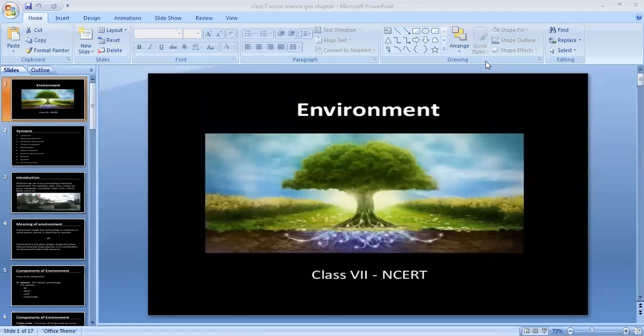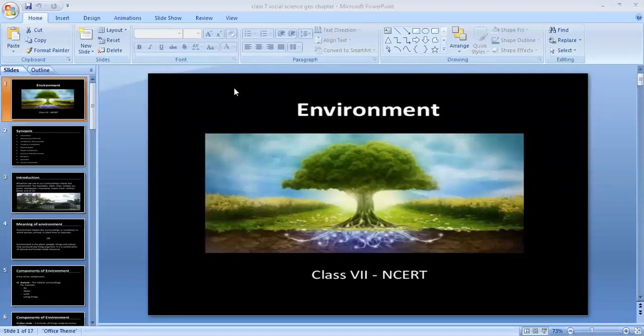In this chapter, you have to study the meaning of environment. Environment is our basic support system, and it is the most important aspect of our life. It means we all are dependent on the environment, which gives us a life support system, and we are all interrelated with the environment directly or indirectly.